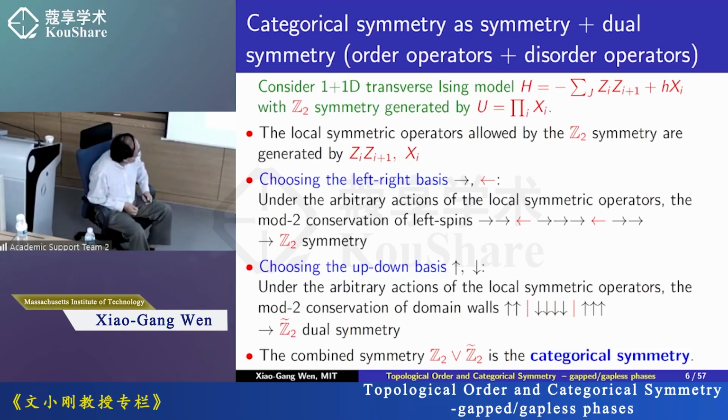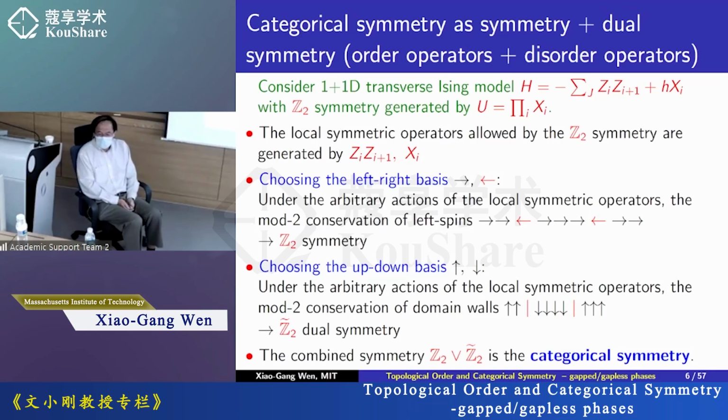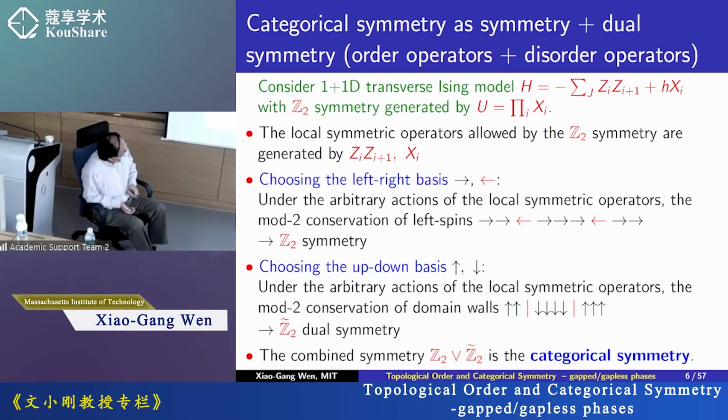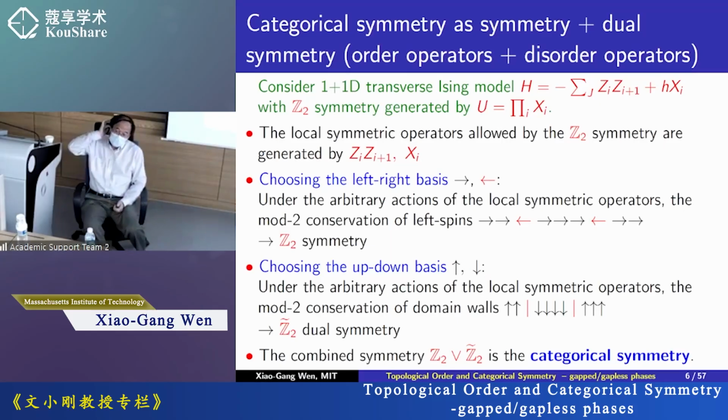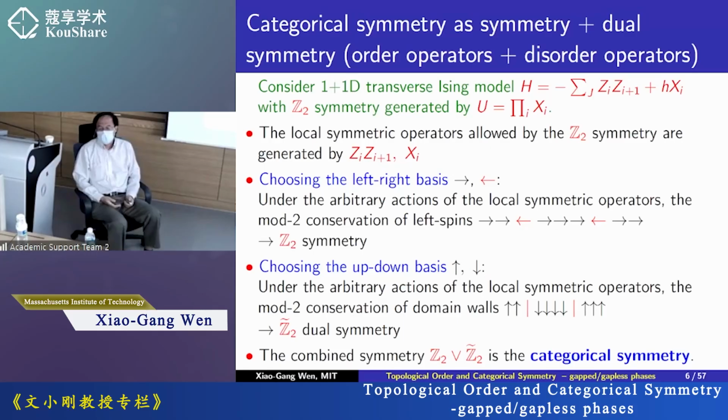So you can see that this simple Ising model has a hidden symmetry: it has a Z2 symmetry and a Z2 dual symmetry, both actually. One implies the other. If you break one, you also break the other. If one appears, the other also appears. But at least formally we can have this. Therefore the combination of these two symmetries, Z2 and Z2 dual, is a categorical symmetry. That's what they mean by categorical symmetry.